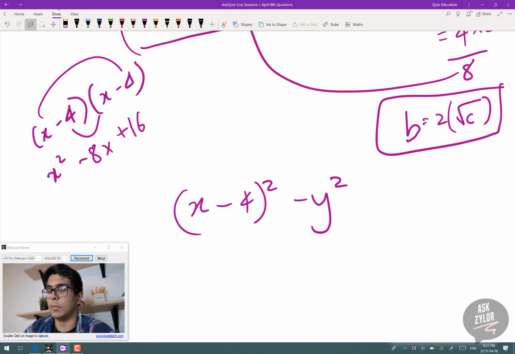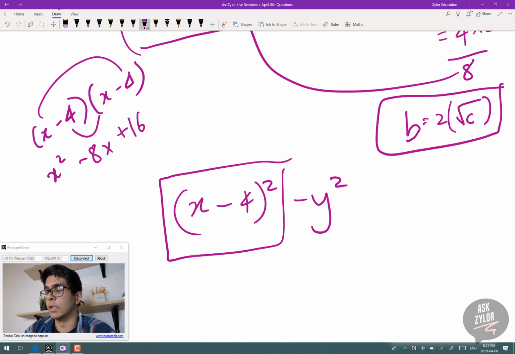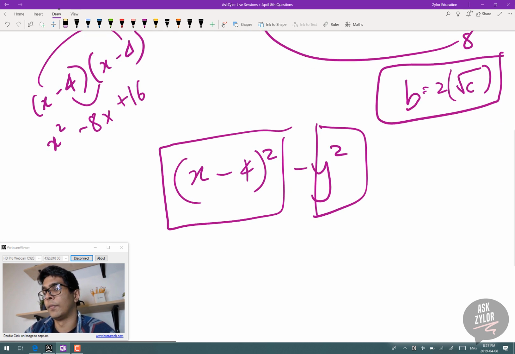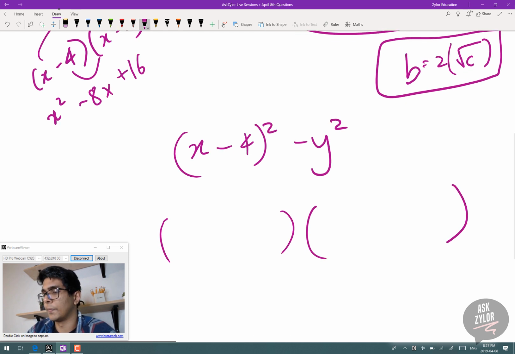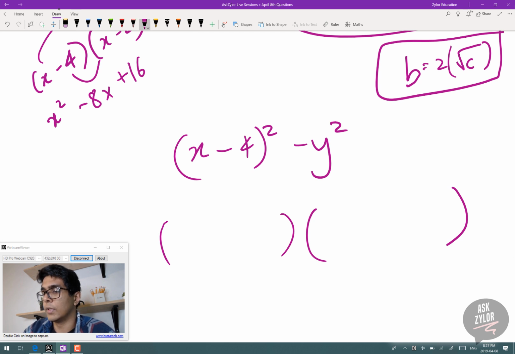So then I'm not done yet, because this is a square, this is a square, and there's a minus between the two squares. So that should remind you that you should be trying to look for a difference of squares. So the difference of squares tells me I get two factors, and the first term for each factor is the square root of my first term. So in this case, the square root of x minus 4 squared is just x minus 4.